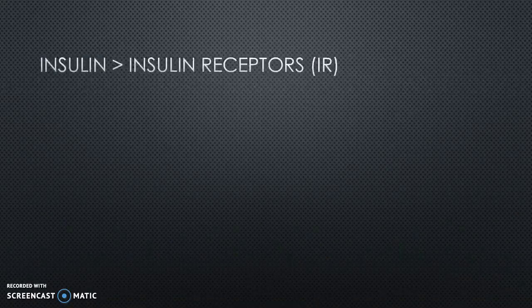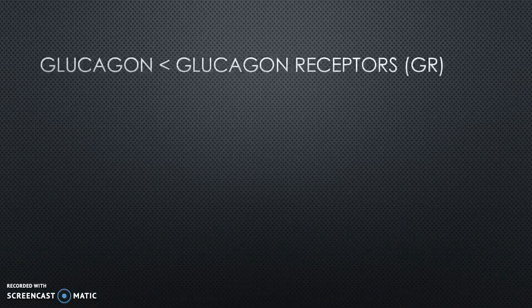So the insulin and the insulin receptors. Again, this promotes the protein synthesis, and it also promotes the glucose entry into the cells. Glucagon, to the glucagon receptors, it only increases the blood sugar levels.